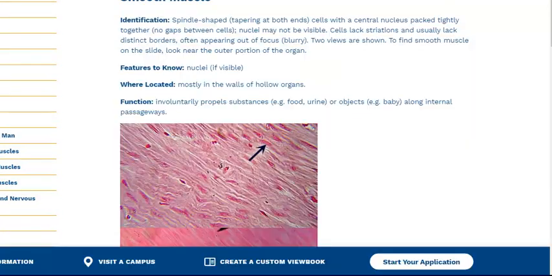The fifth part of Lab 8 shows you the histology. So we're actually going to look at the various muscle tissues under the microscope. And the smooth muscle is the muscle that is not striated, it does not have stripes on it, and it is not under your control.